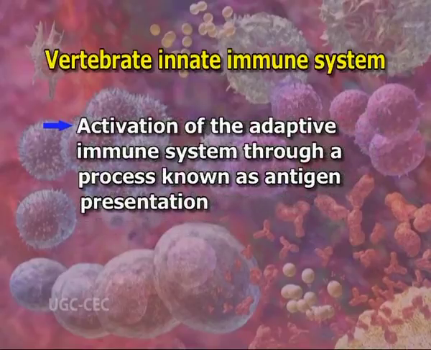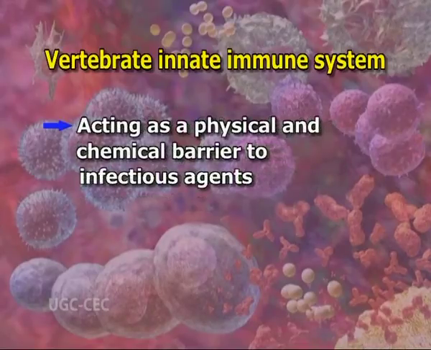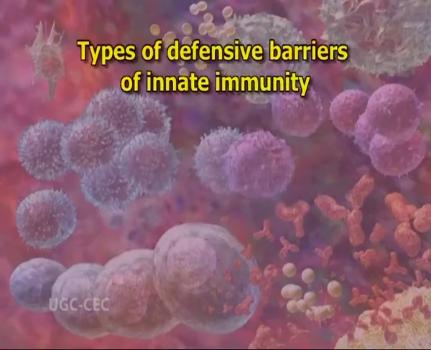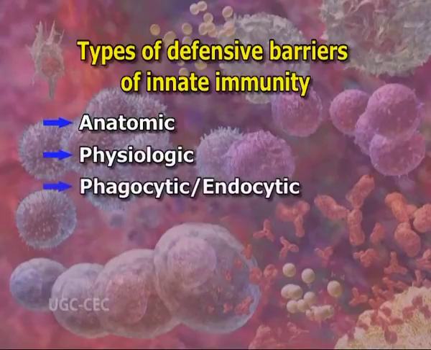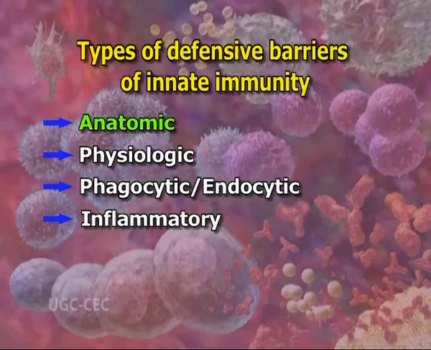Number 4, activation of the adaptive immune system through a process known as antigen presentation. Number 5, acting as a physical and chemical barrier to infectious agents. Innate immunity comprises 4 types of defense barriers: anatomic, physiologic, phagocytic and inflammatory. First we will see anatomic barriers.